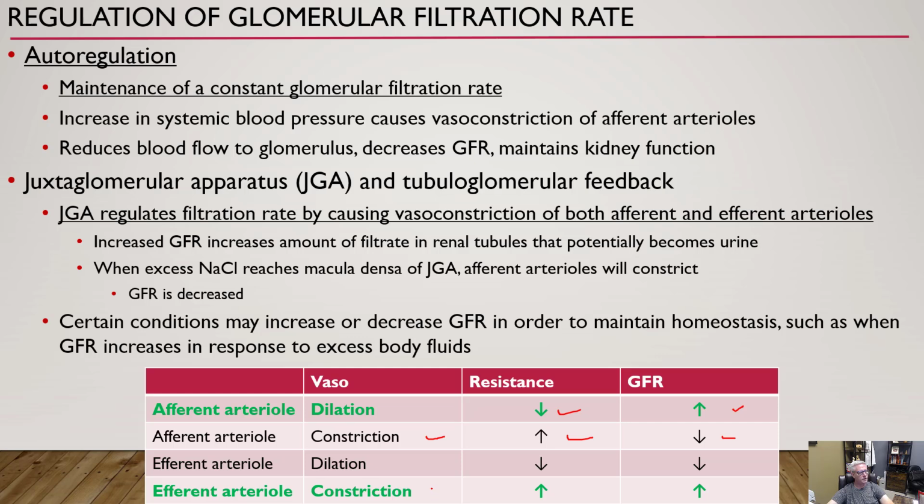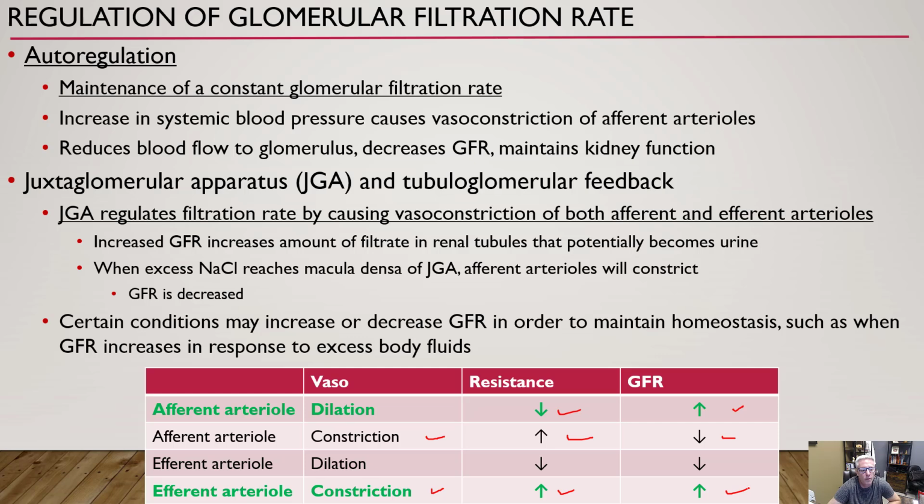If we vasoconstrict our efferent arterioles, remember, we are causing blood to stay in the glomerulus longer. That means we're increasing our resistance because of vasoconstriction. So we're going to increase our glomerular filtration rate by keeping the blood in the glomerulus longer. So again, you're going to have to know the concepts behind this chart.